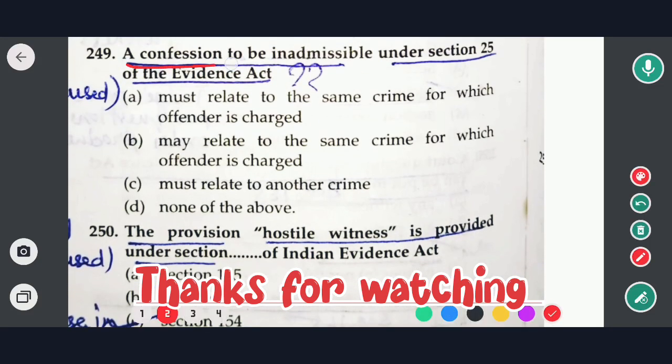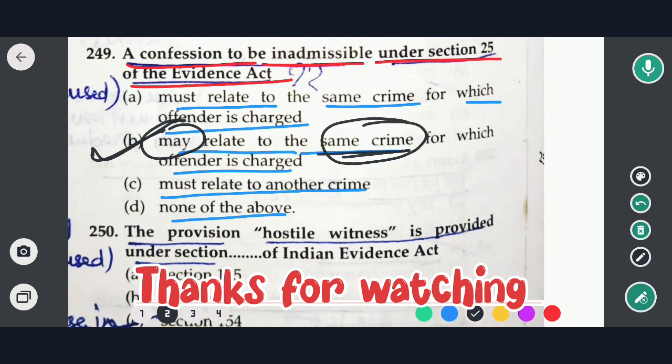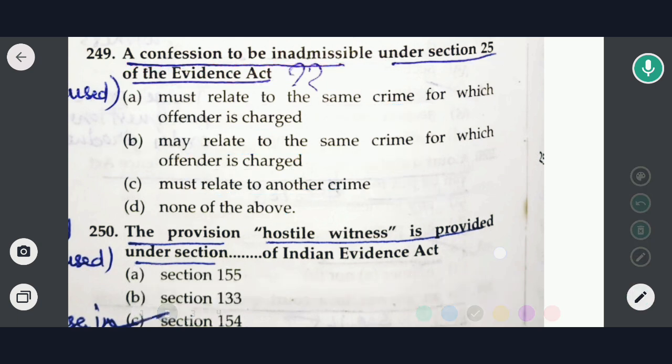Next question is: a confession to be inadmissible under Section 25 of the Evidence Act must relate, are the options: must relate to the same crime for which the offender is charged, may relate to the same crime for which the offender is charged, must relate to another crime, none of the above. So the correct option would be, I think, may relate to the same crime for which the offender is charged. So in this case option B would be the correct answer. Now on to the next question.